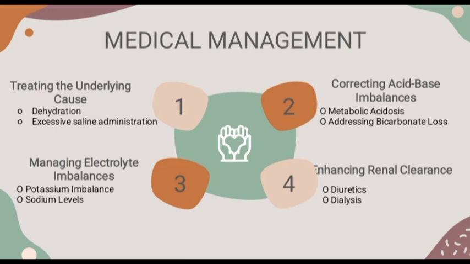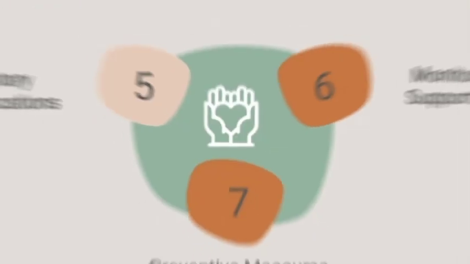Another one is enhancing renal clearance. If the kidneys are functioning but not excreting enough chloride, na yung loop or thiazide diuretics can increase urine output and facilitate chloride excretion. And para naman sa mga patients na may severe kidney dysfunction or failure, so yung dialysis may be needed para ma-remove yung excess chloride and ma-maintain yung electrolyte balance ng patient.